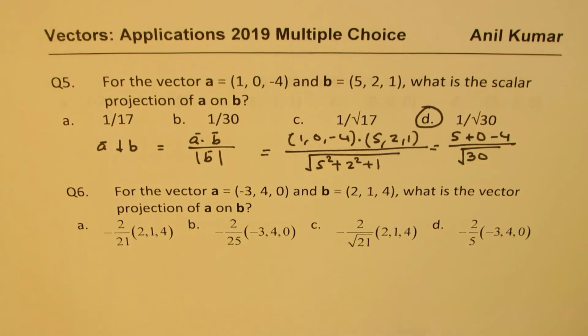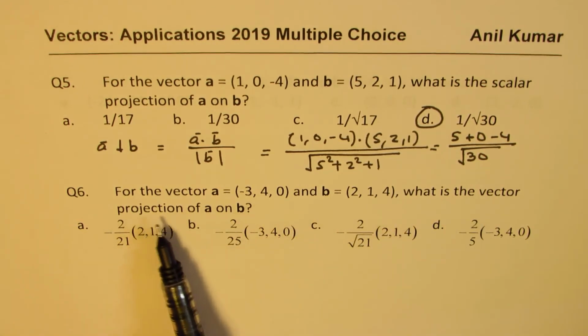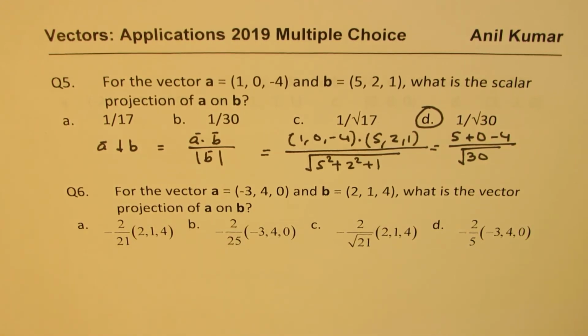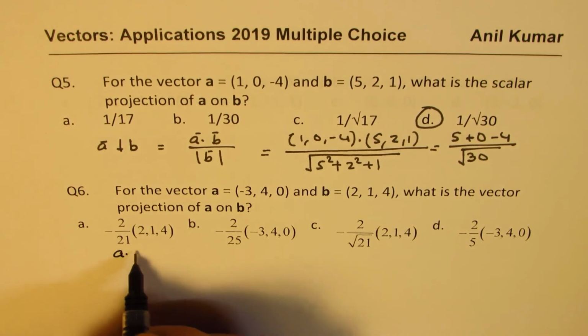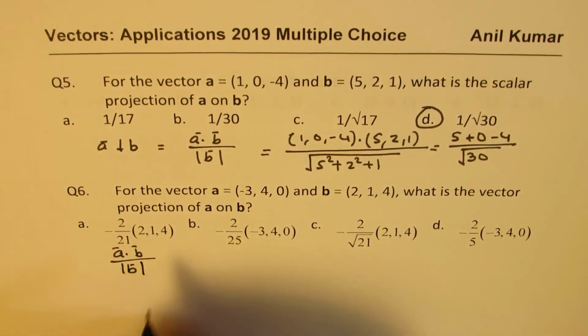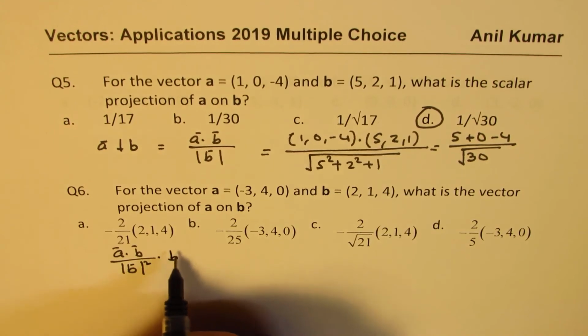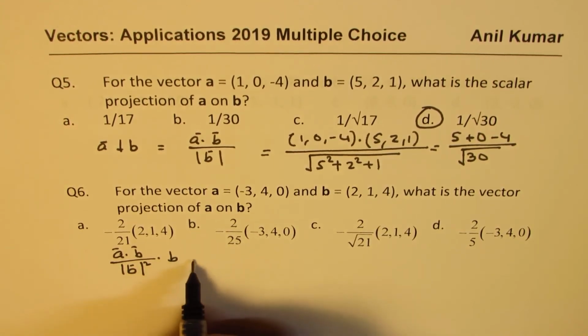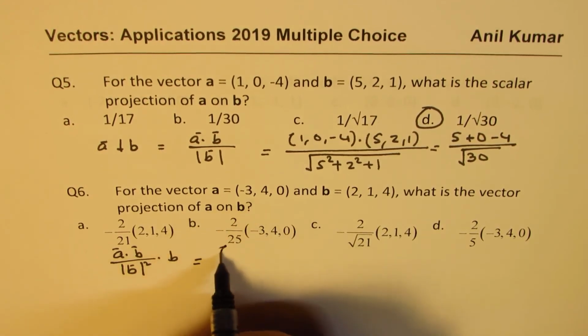Sixth question here is, for the vectors A and B, what is the vector projection of A on B? Now, what is the formula for vector projection? So when you have vector projection, then we are also looking into the direction, right? So it is in the direction of B. So this time, it will be A dot B over magnitude of B squared, times the vector B. So basically a unit vector B we are looking into. Is that okay?